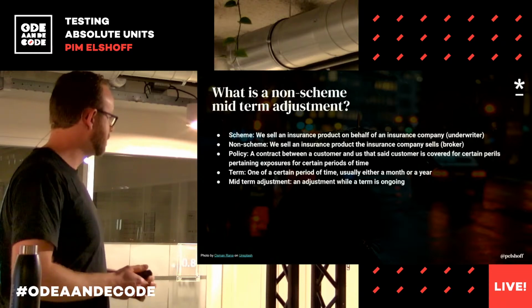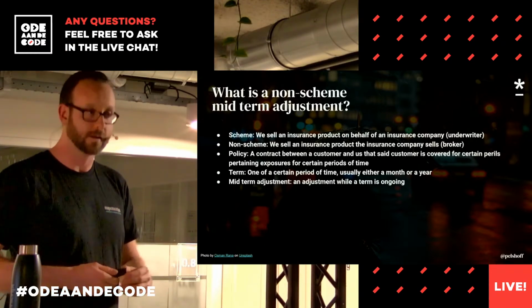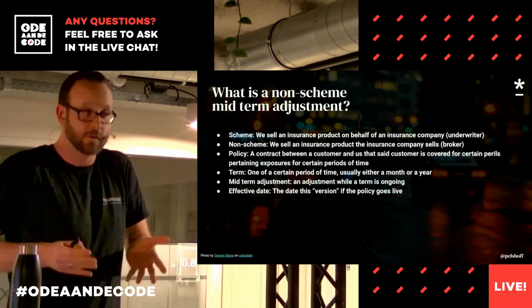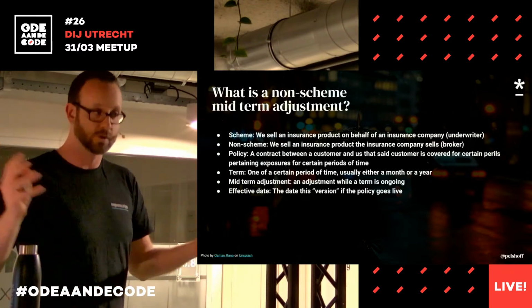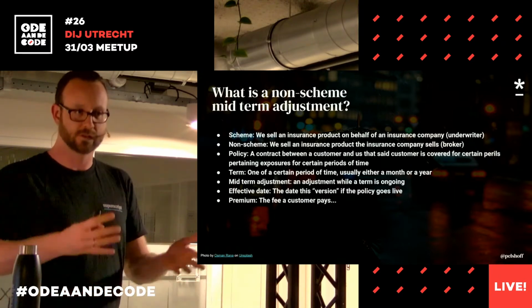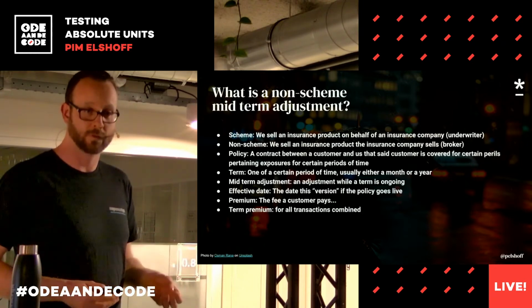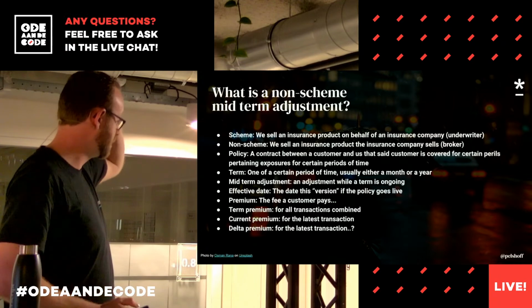And then the midterm adjustment becomes an adjustment while the term is ongoing. Okay, good. Words, knowing. So that means that at an effective date, the midterm adjustment will take place, and a new version of the policy will then go into effect. And then, of course, the customer has to pay for that. So there's a premium, and it's not just a premium. There's the term premium for everything, and then there's also the current and then there's.